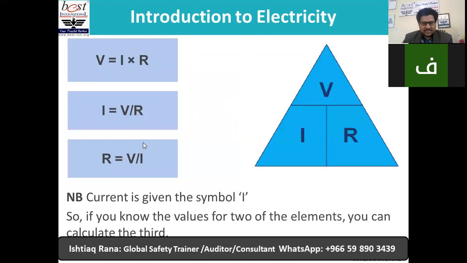All three formulas are quite straightforward: V equals I multiplied by R, I equals V over R, and R equals V over I. To find volts, amperes, or resistance in ohms, you can apply these formulas. The current is given the symbol I, and if you know the values for two of the elements, you can calculate the third automatically.